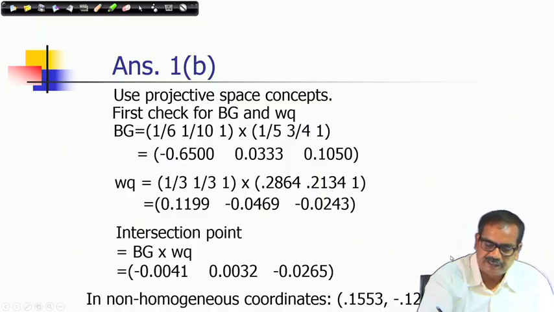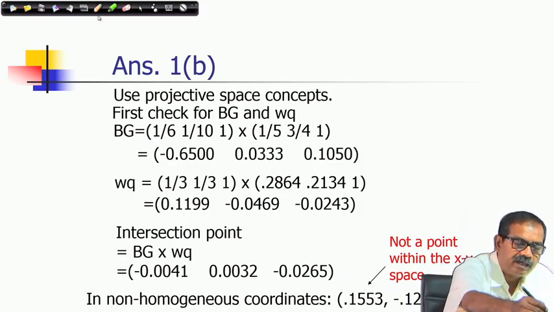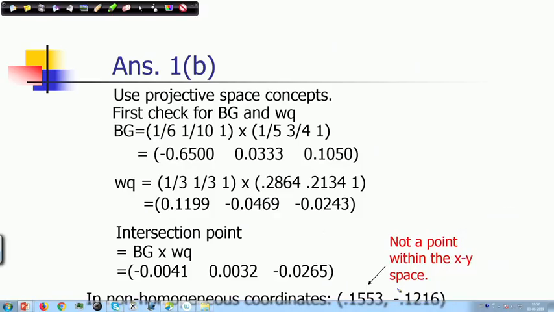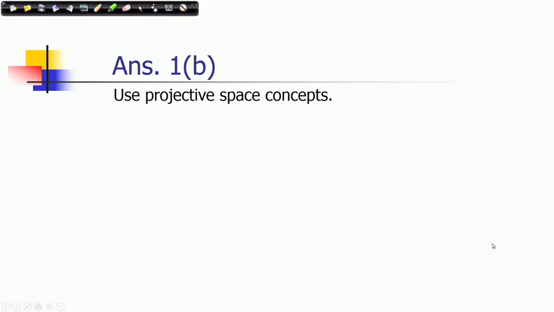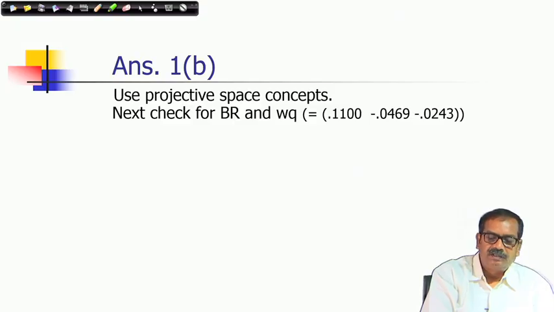Now, you observe that there is a negative, and as you know all the points are to be positive and within a range between 0 to 1, it should lie within that range. So, this point is not within the xy chromaticity space. So, we should not consider this point. So, now we should consider the other edge BR and find out the intersection with WQ.